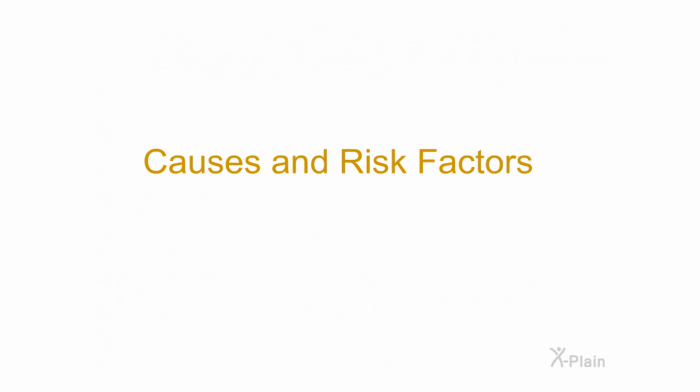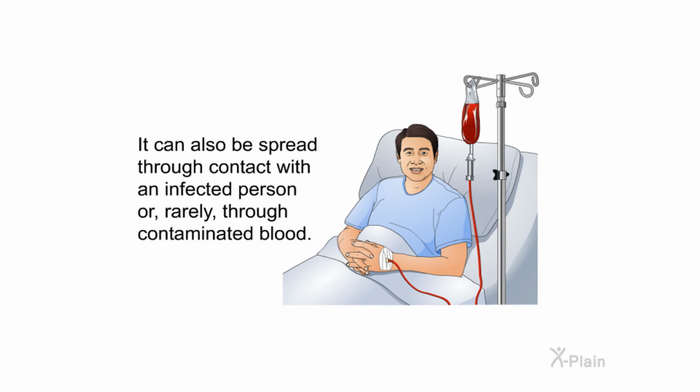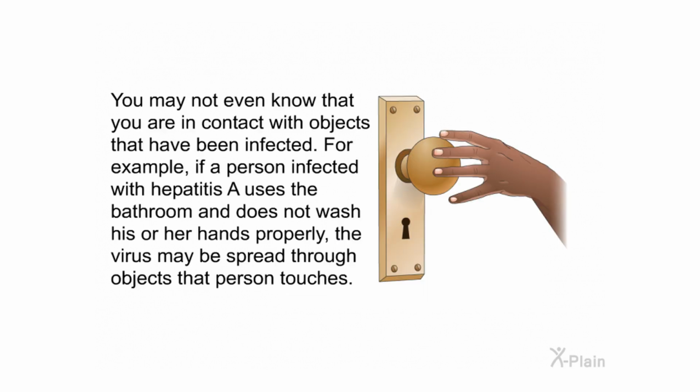Causes and risk factors. Hepatitis A can be transmitted in several ways. Usually it is transmitted through contact with a small amount of infected feces. It can also be spread through contact with an infected person, or rarely through contaminated blood. You may not even know that you are in contact with objects that have been infected. For example, if a person infected with hepatitis A uses the bathroom and does not wash his or her hands properly, the virus may be spread through objects that person touches.